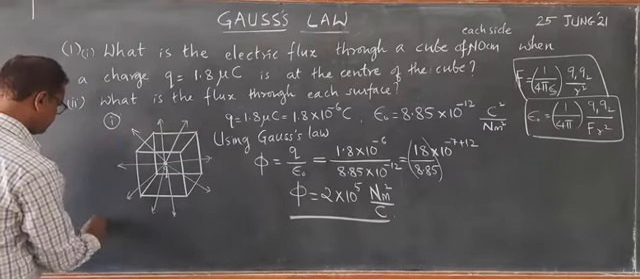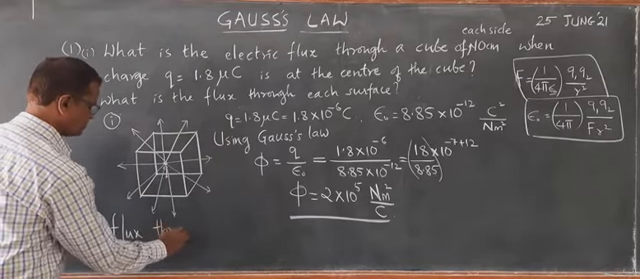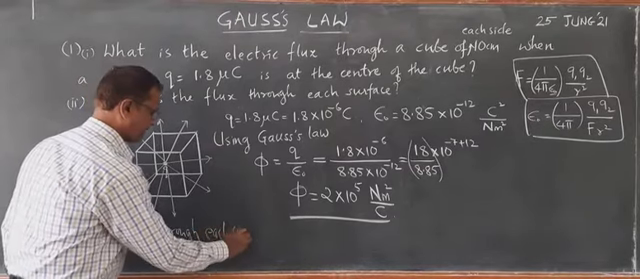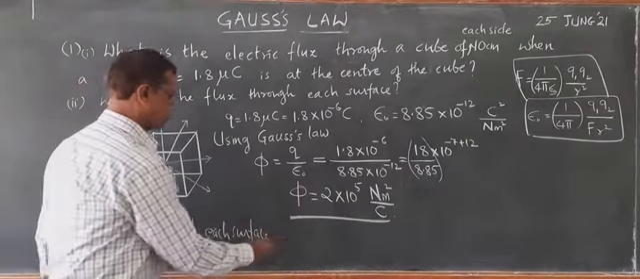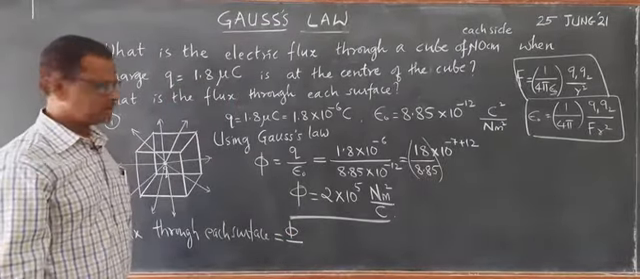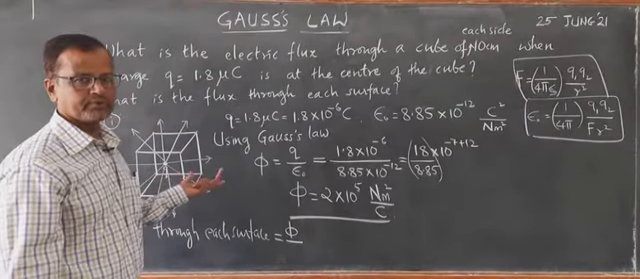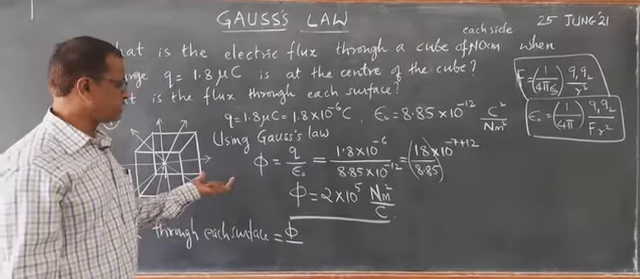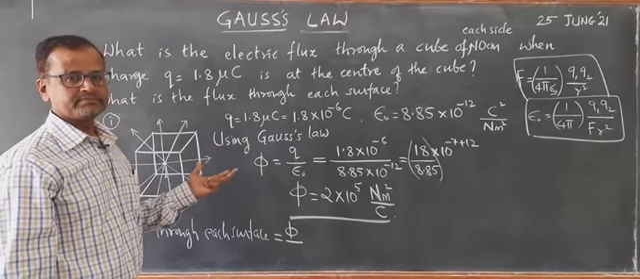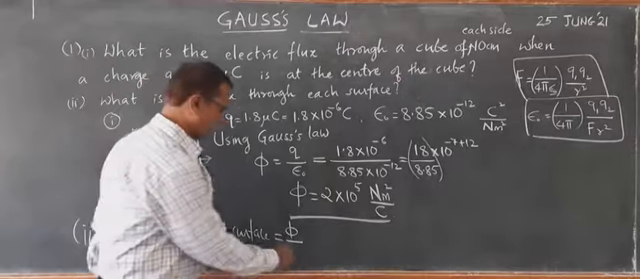Second one, flux linking through each surface is equal to 5 divided by number of surfaces. If it is any other regular surface instead of a cube, having any other number of surfaces, then you have to count the number of surfaces. If it is a prism, then you have to count the number of surfaces, right? So, divide by number of surfaces.